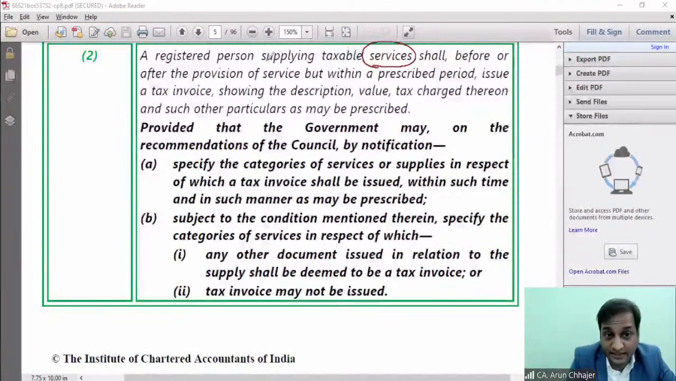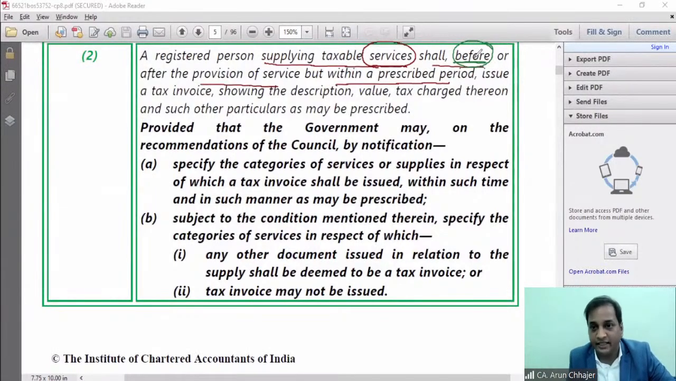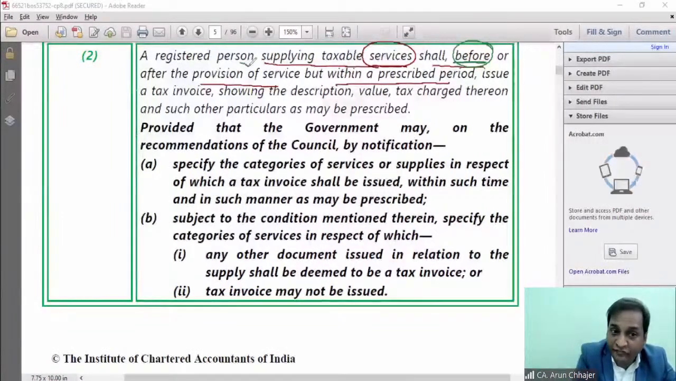Fine. Registered person supplying the taxable services shall, before or after the provision of the service but within the prescribed period, issue the invoice. Now I hope it is clear. Here also the word "before" is written. It means in case of services, I can issue the invoice even before the supply or after the provision of the supply, that is service, but within a prescribed period. We will see what the time limit is to issue the tax invoice in case of services.